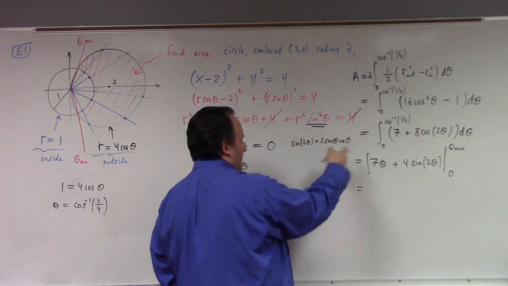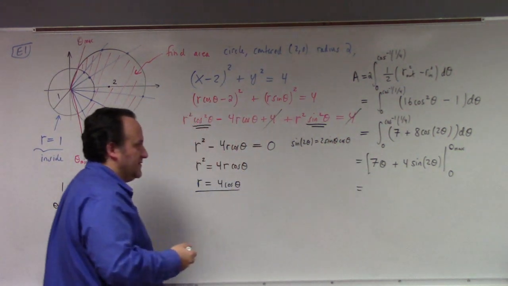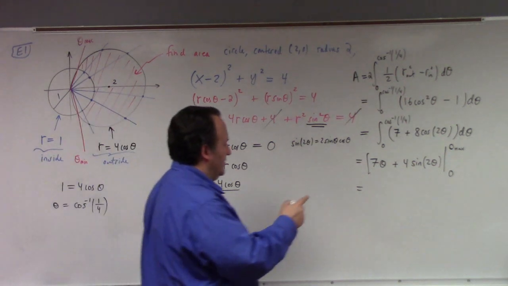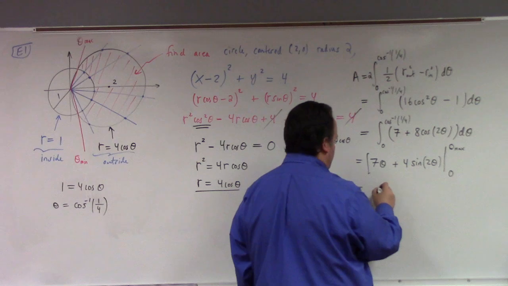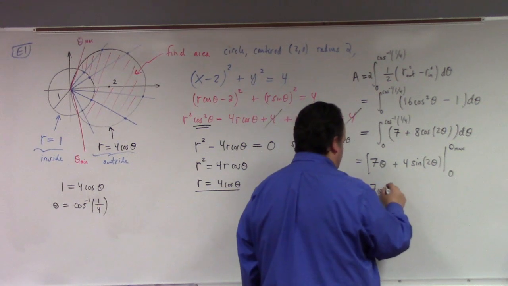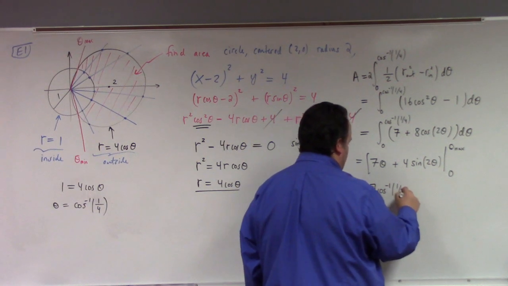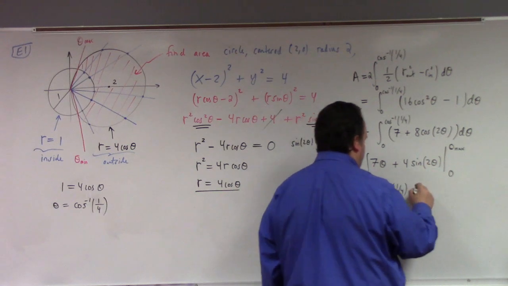Yeah, that's right. If I check it at pi over 4, that works. So this I could trade for 7 times the inverse cosine. Oh, it's going to be ugly anyway. Why do I even bother?